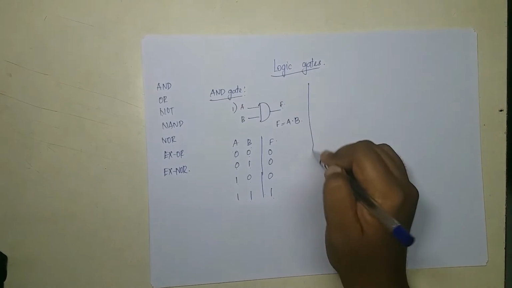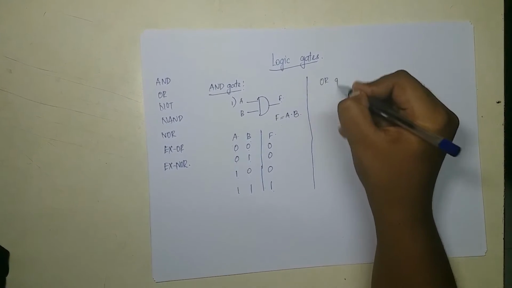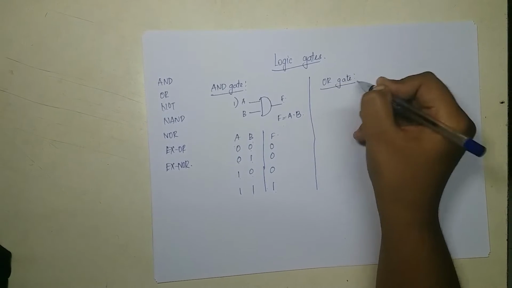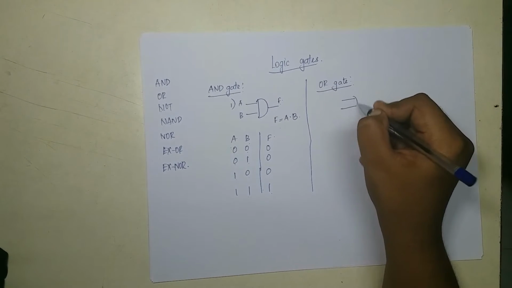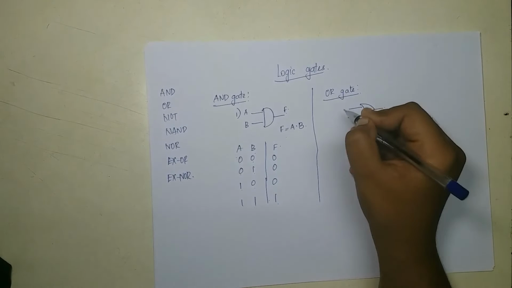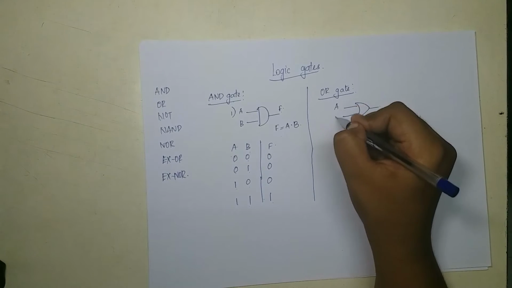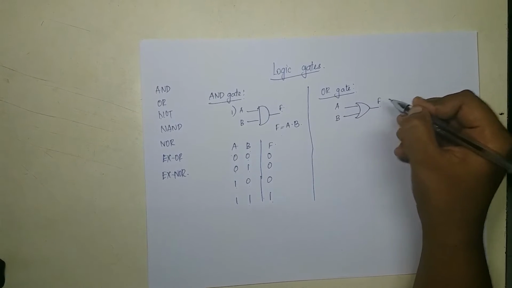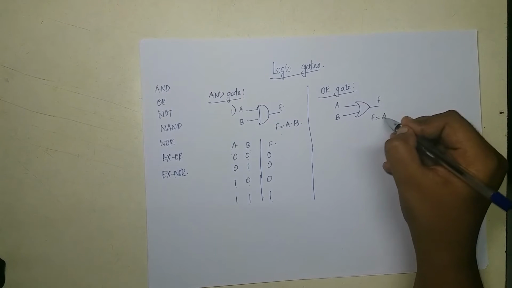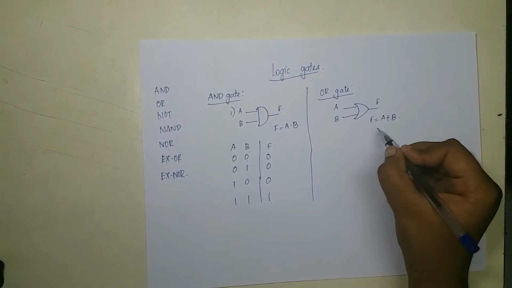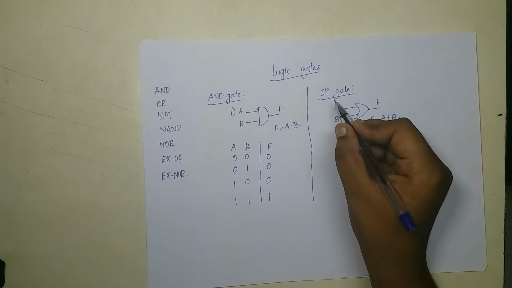Then the next gate is OR gate. The graphic symbol of OR gate is like this. Here we will be having two inputs A, B and output, let it be F. So F is A plus B. This will be the algebraic function of OR gate.